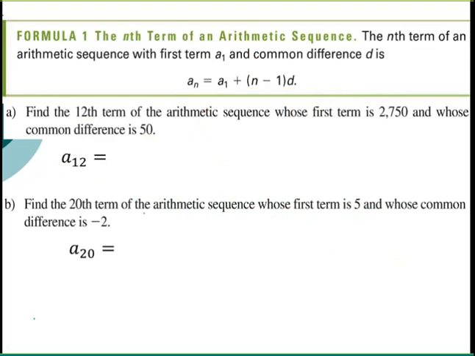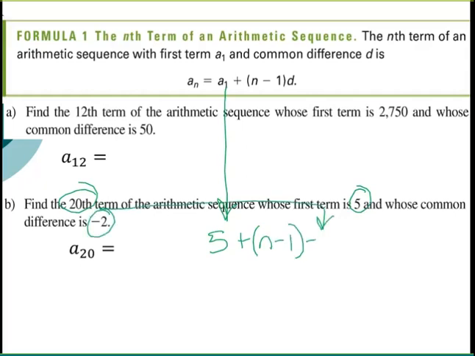Now we're asked to find the 20th term of an arithmetic sequence whose first term is 5 and whose common difference is -2. So here we're asked to find the 20th term, so eventually we're going to type in n of 20. But the first term is 5, so that means a1 is 5 plus n minus 1. Common difference is -2. The only thing I'm going to do here is type in a 20 for n, because we want the 20th term.